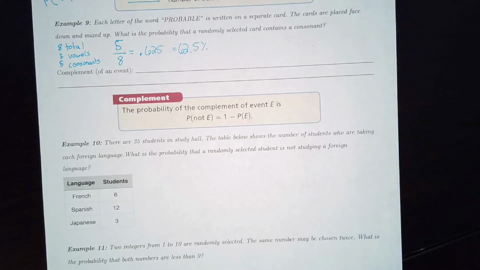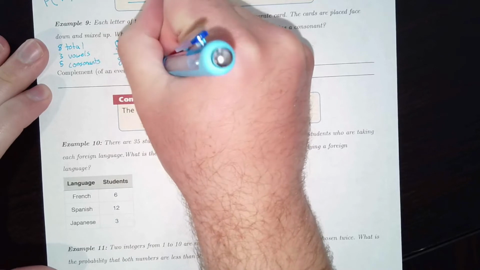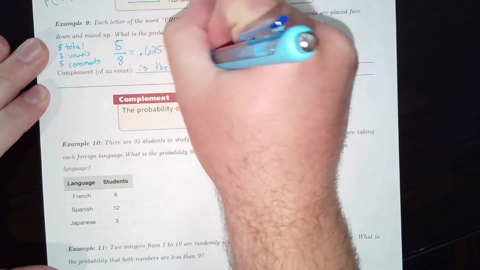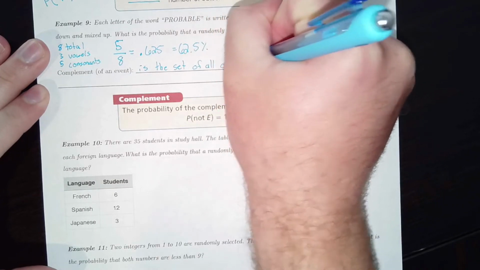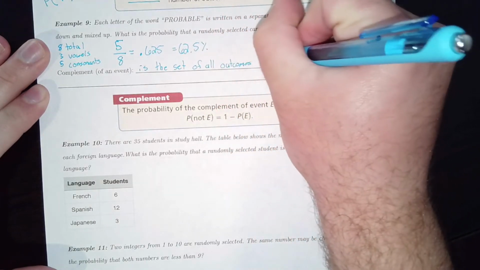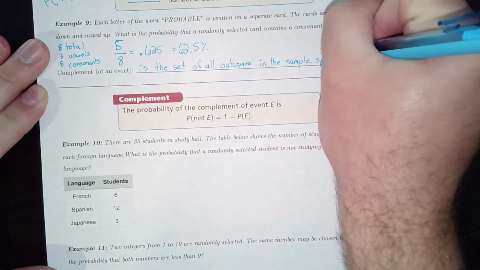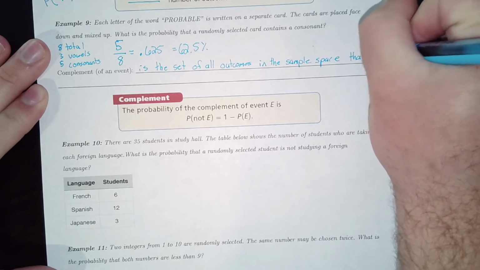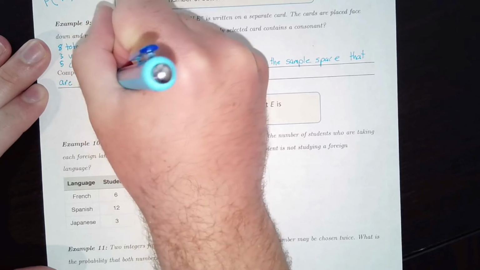Picking up where we left off in the first part, we are just after example 9. We're going to talk about the complement of an event. The complement of an event in probability is going to be the set or the group of all outcomes in the sample space that are not in the event.